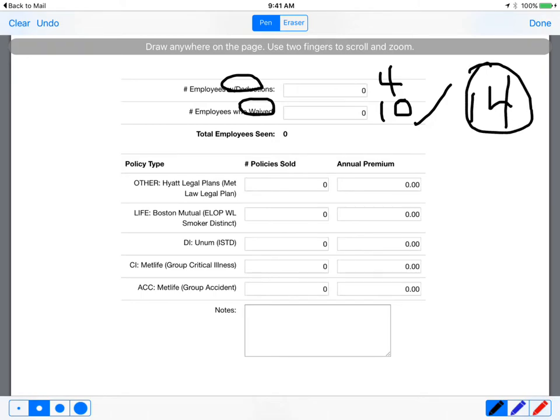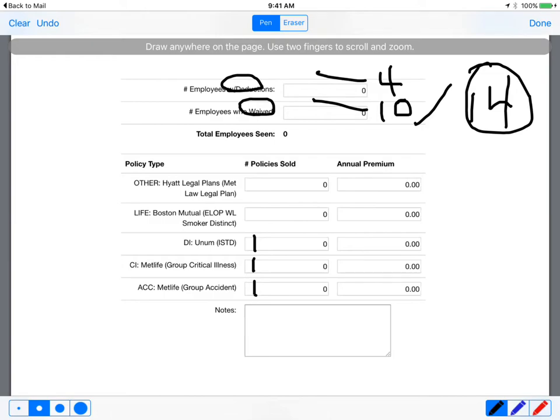All right, so when you're going to give your stats, you want to say I had 4 takes and 10 waives. All right, now 4 deductions. So let's say one person took disability. They also took critical illness, and they took an accident plan. Okay, that was one of your takes.